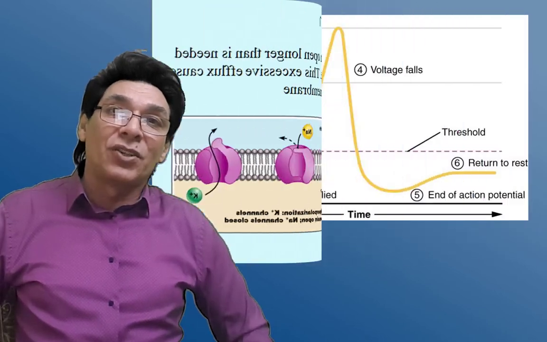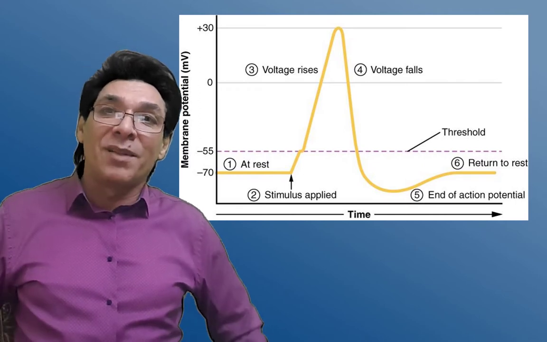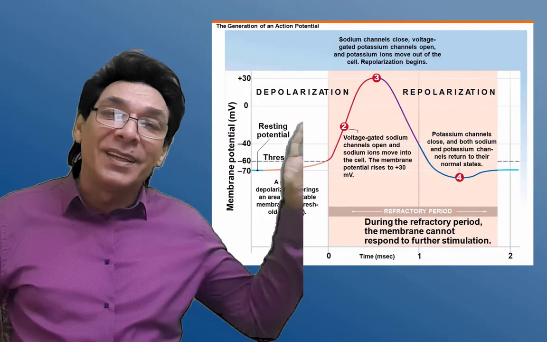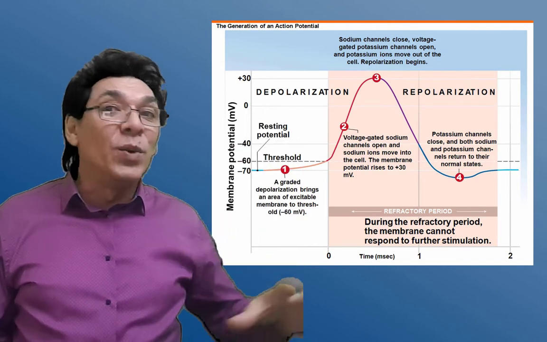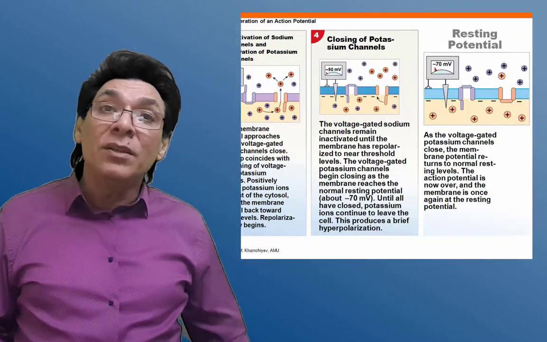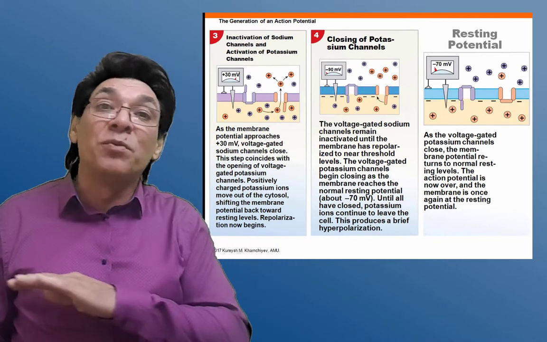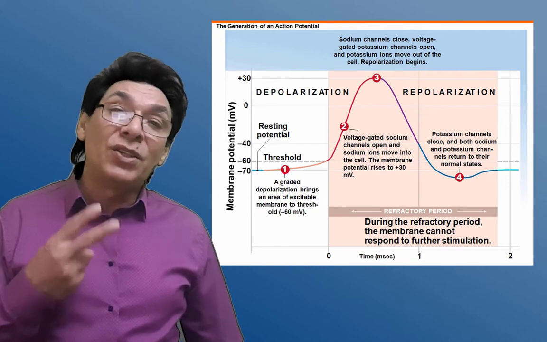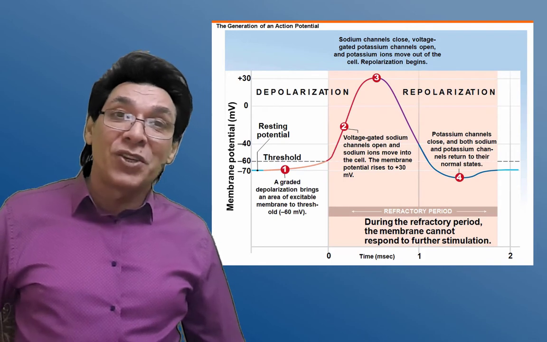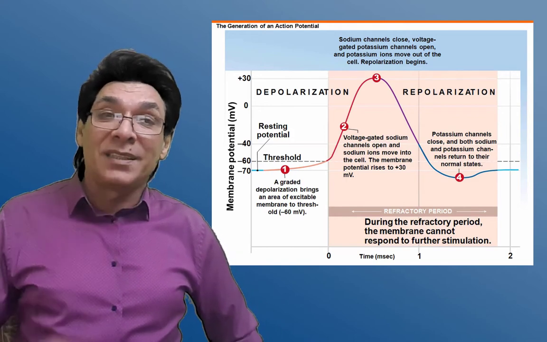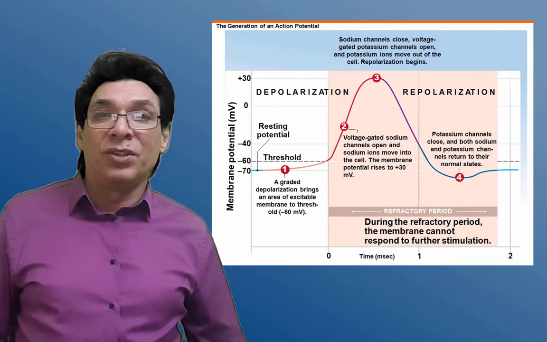Graph of the action potential, plotting voltage measured across the cell membrane against time. The action potential begins with depolarization, as you can see, followed by repolarization, which goes past the resting potential into hyperpolarization. And finally, the membrane returns to rest, to the membrane potential value of minus 70 millivolts. All of this takes place within approximately 2 milliseconds. While an action potential is in progress, another one cannot be initiated. That effect is referred to as the refractory period.